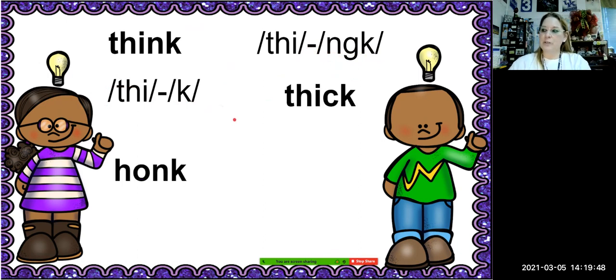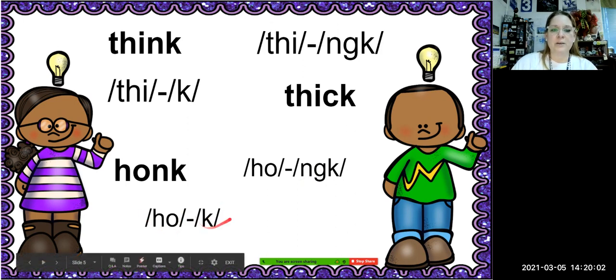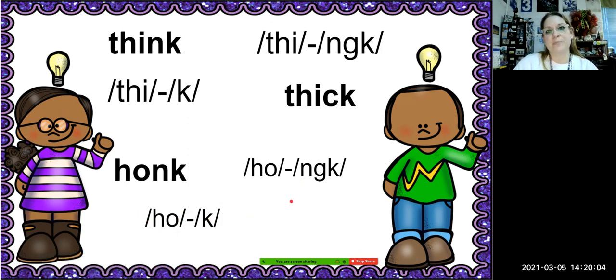All right, our next word is the word honk. Honk. So we have honk. There again, there's that ng sound. So we're going to get rid of that sound for the next one. We just have hawk. What is the new word on the curve? It is hawk. Very good.